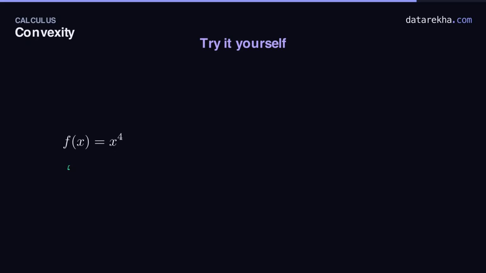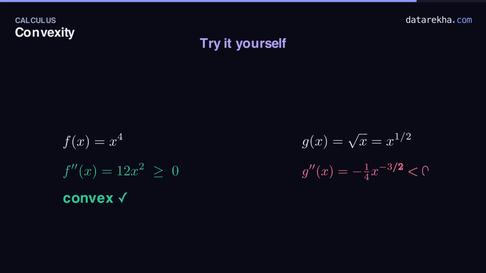For x to the fourth, the second derivative is 12x squared, never negative for any x. So f is convex. It's actually strictly convex everywhere, except right at 0, where its curvature momentarily flattens. For the square root, write it as x to the 1 half. Its second derivative is minus 1 quarter x to the minus 3 halves, negative for every positive x. So the square root is concave. If you named both correctly, you've genuinely got this.